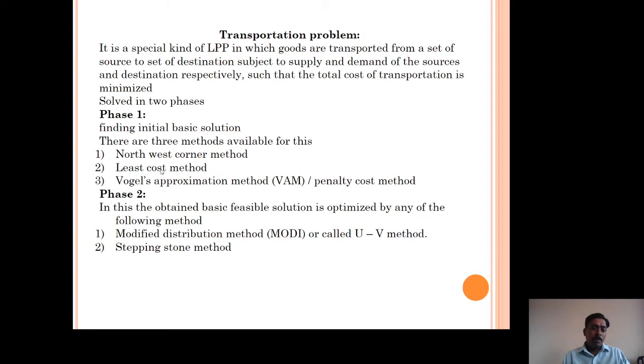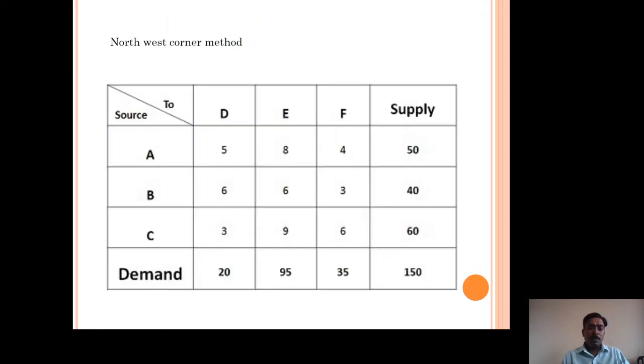So first we'll learn how to get the basic feasible solution, and then we'll learn how we can optimize in phase 2. So phase 1 is to find the basic feasible solution, and phase 2 is to find the optimum solution.